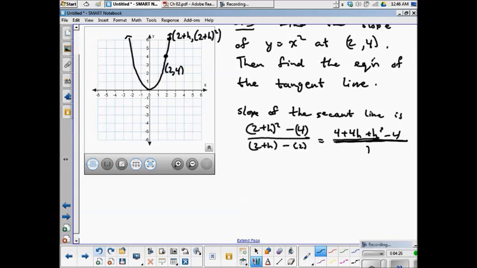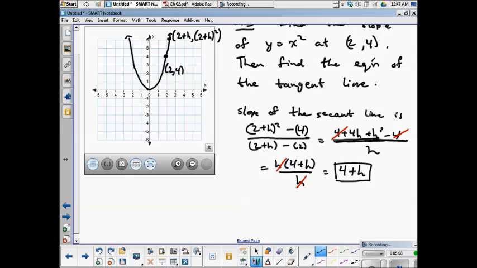Okay, and then on the bottom, h. We can see that the 4s cancel out, and we can factor out the h on top. The h's cancel out, leaving us with 4 plus h. So 4 plus h is the slope of that tangent line. Actually, I'm sorry, I said tangent line, but this is the slope of the secant line that connects those 2 points.